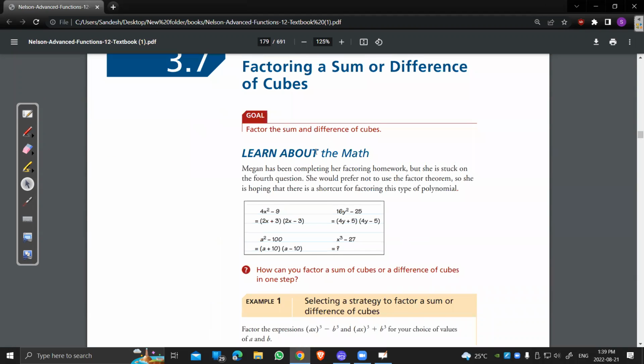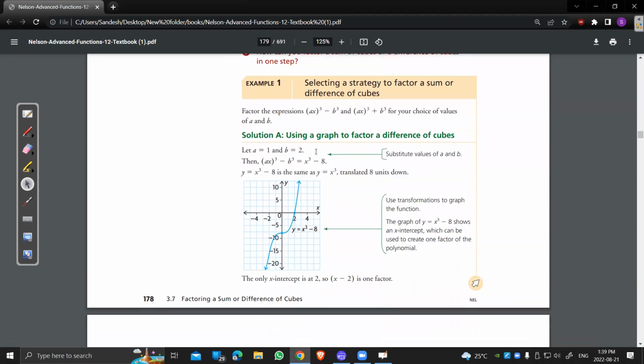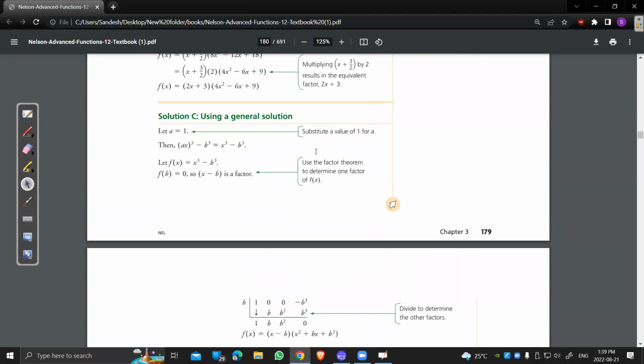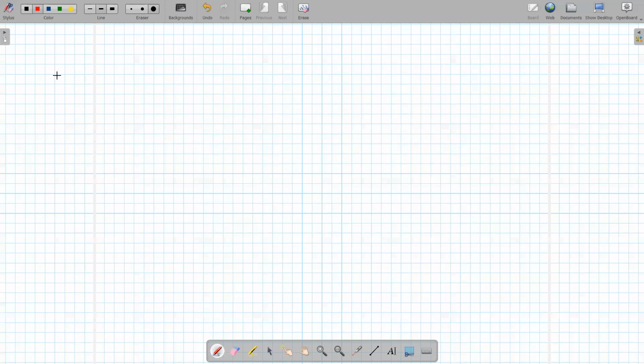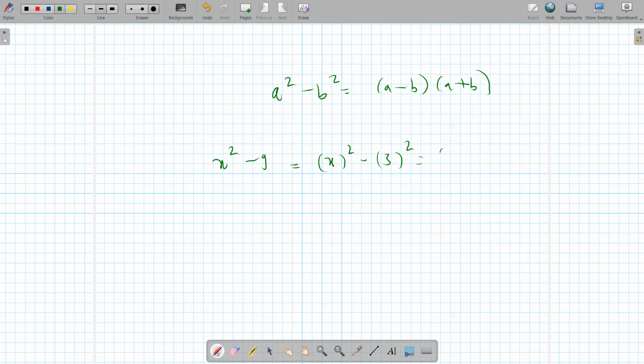All right, let's do something different. Well, it is going to be something similar, but we're going to use a formula here. Actually, you remember doing difference of cubes? Oh, sorry, not cubes, difference of squares. a squared minus b squared is a minus b, a plus b. For example, if you have something like x squared minus 9, you can rewrite this as x squared minus 3 squared. So it'll be x minus 3, x plus 3. Do you remember this?